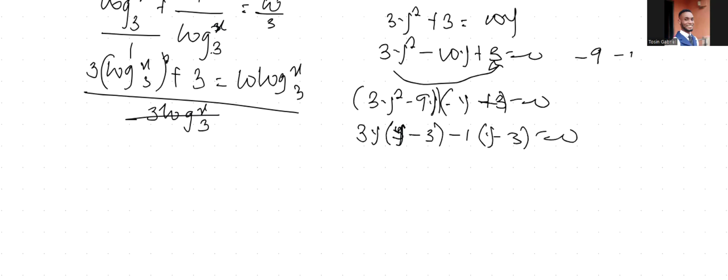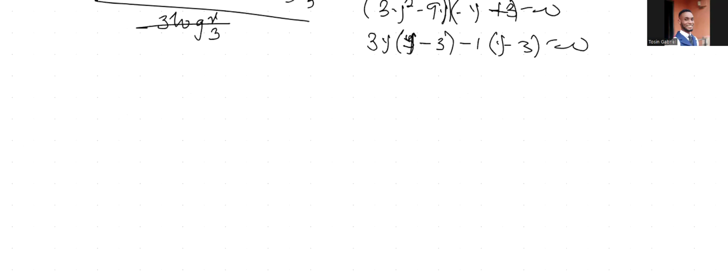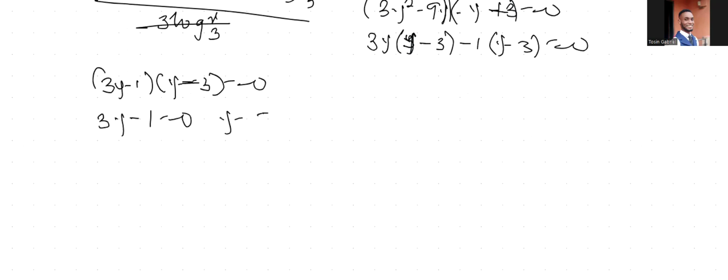Therefore, we'll have that 3y minus 1 into y minus 3 is equal to 0. Then we now say that 3y minus 1 is equal to 0 and y minus 3 is equal to 0. Then y will be equal to 1 over 3, or y will be equal to 3.